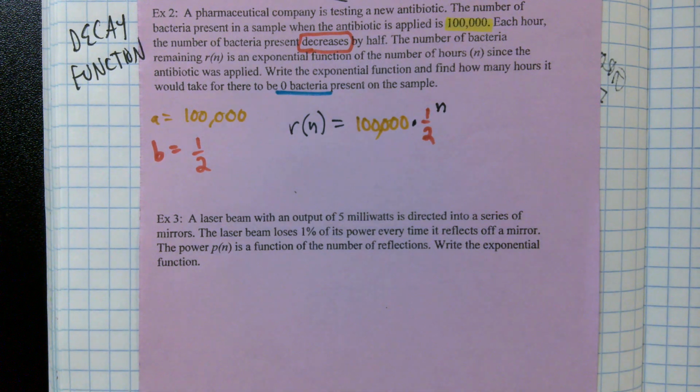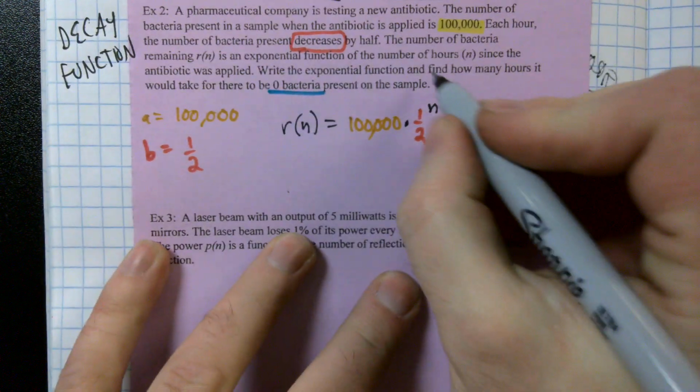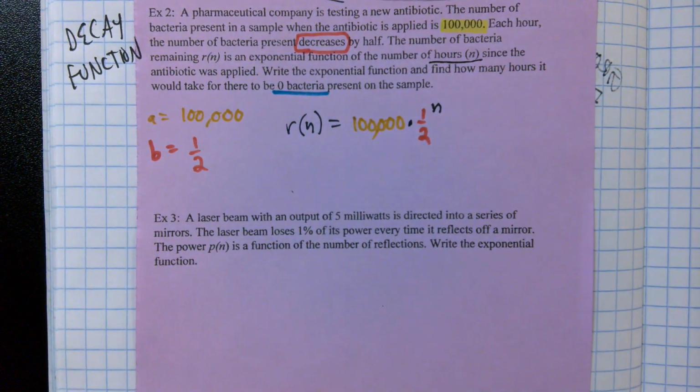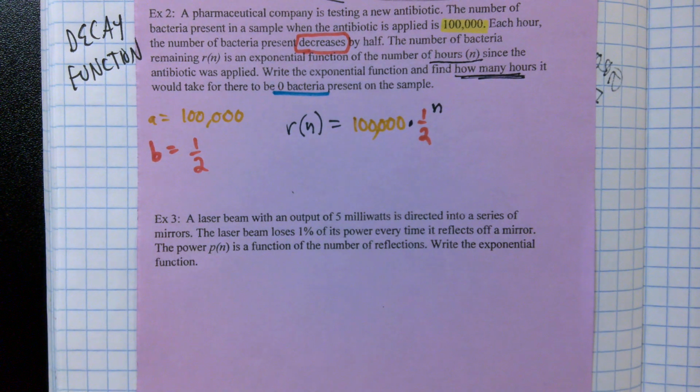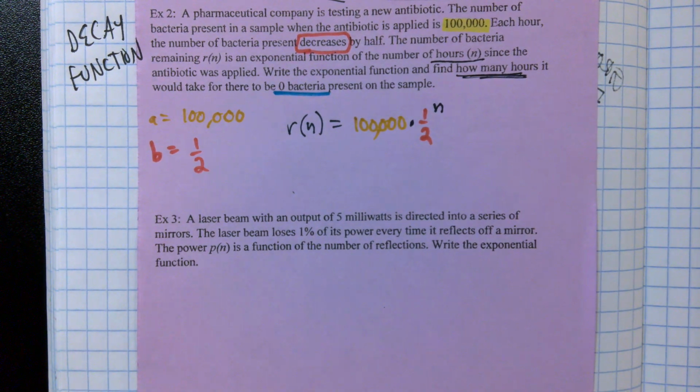Now, I want to find how many hours it would take for there to be 0 bacteria. Where am I going to plug in the 0? For the n? No. No. What does n represent here? n represents the number of hours. I want to know how many hours. So I don't know what n is. What do I know?